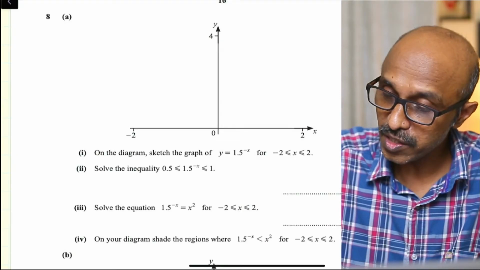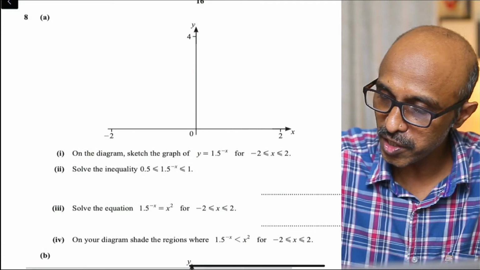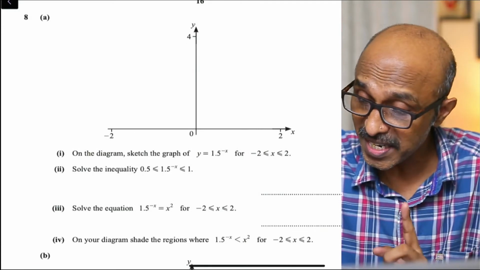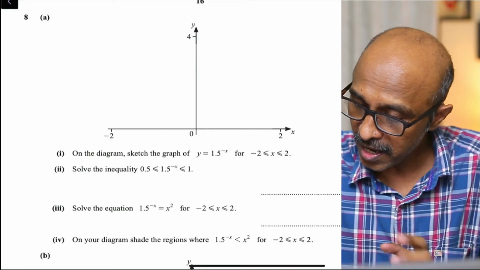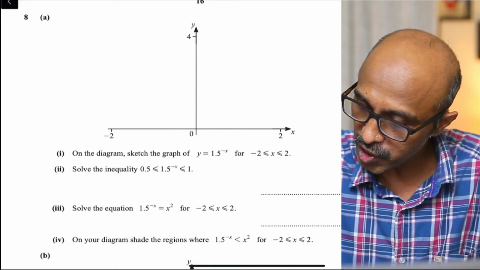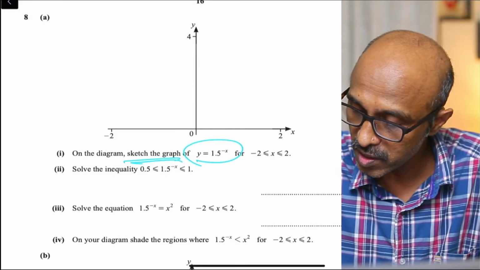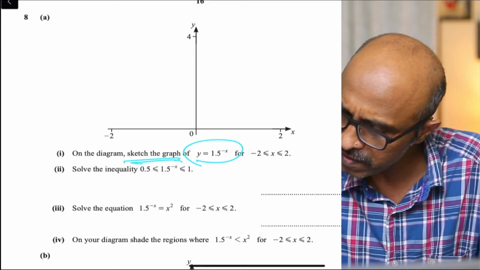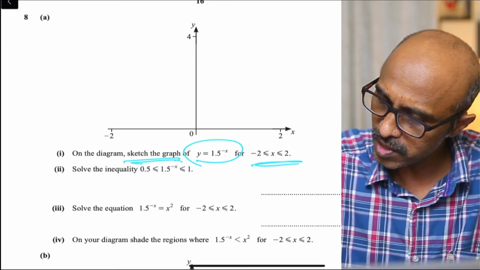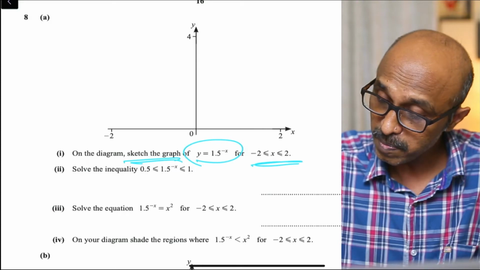This is variant 3 of the same October-November session 2020. And this question is an interesting question. Question number 8. Again, the first part of the question was to sketch the graph, meaning you have to give the details. The function given is y equals 1.5 to the power of negative x, and those are the values given. The first part is to solve the inequality.